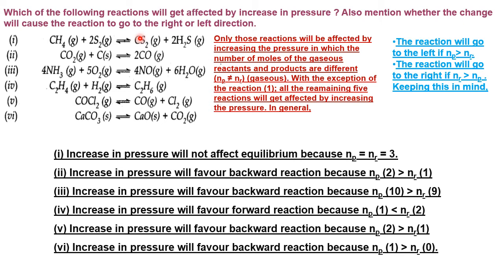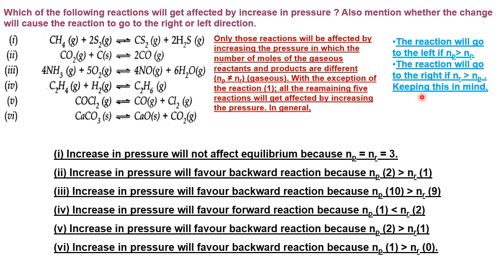Therefore, when there is a difference in the number of moles of reactants and products in the gaseous state, then only the effect of pressure is seen. Otherwise, no. So what is the second rule? The reaction will go to the left if the number of moles of products is more than the number of moles of reactants, and the reaction will go to the right if the number of moles of reactants is more than the number of moles of products. This is the rule we have made in the chemical equilibrium chapter, according to Le Chatelier's principle.